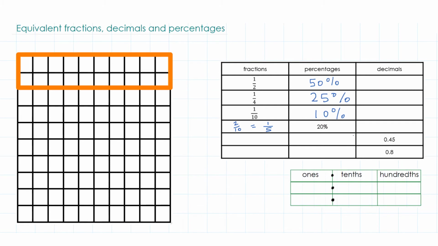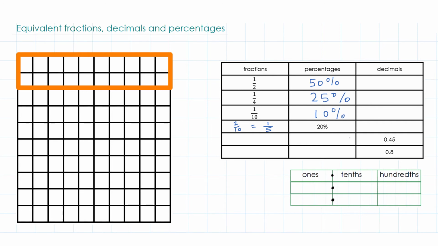Now, converting between percentages and decimals is really quite straightforward. There's no real calculating that needs to be done. You just need to apply your understanding of place value. I'll show you what I mean. We've got our place value chart. Let's take 50%. What is that as a decimal?